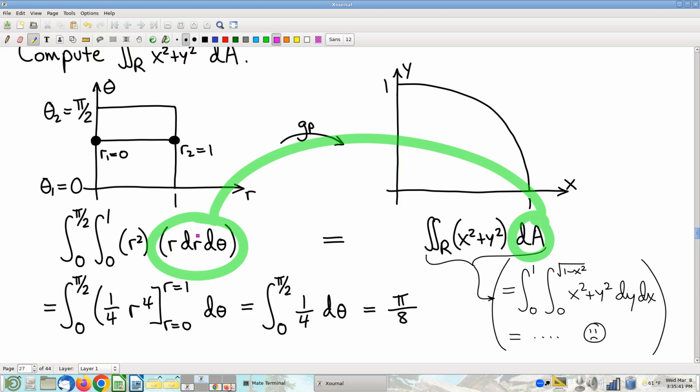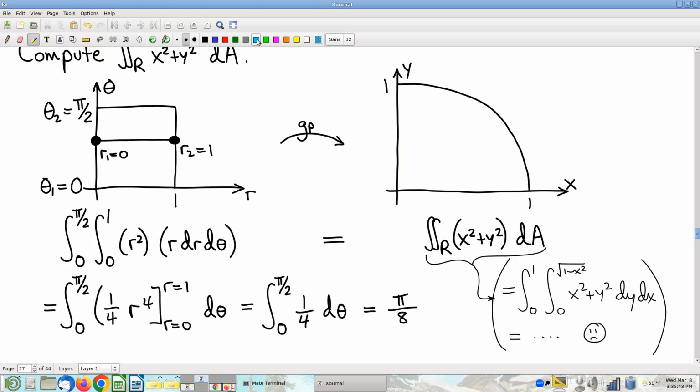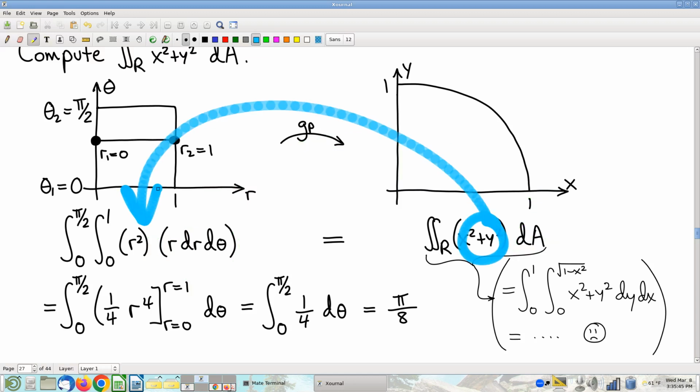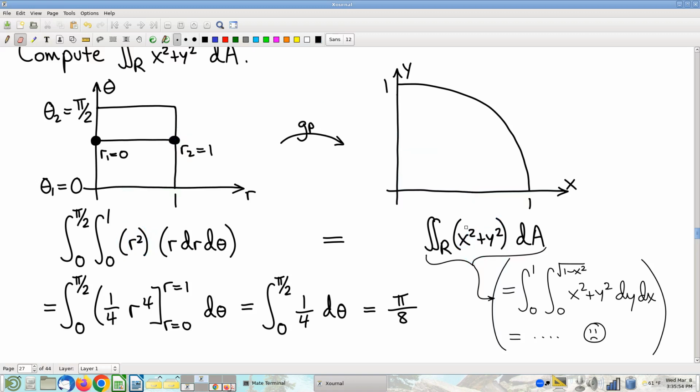Let's see here. And then, of course, you've got to convert from rectangular to polar. So x squared plus y squared, conveniently, is easy to write in polar coordinates. It's just r squared. And we're in business: single variable calculus and answer.